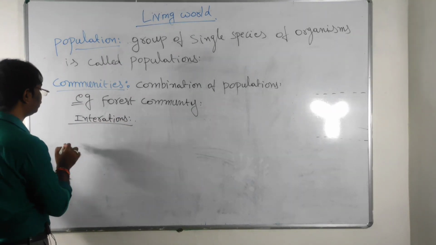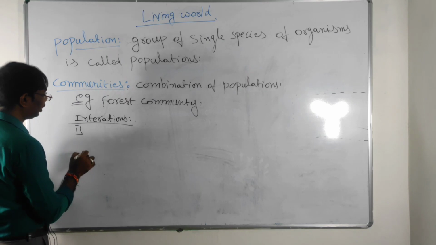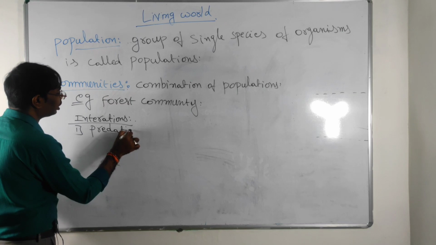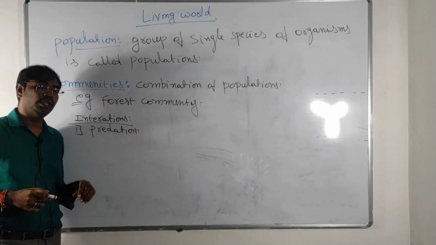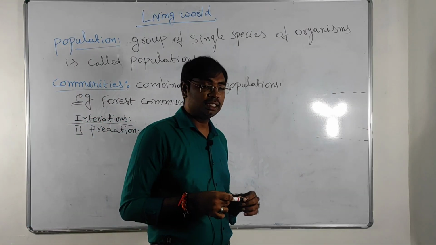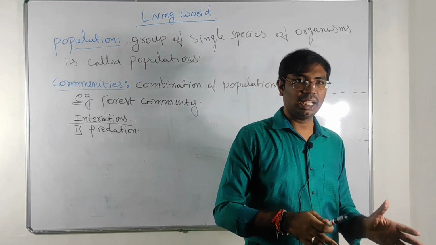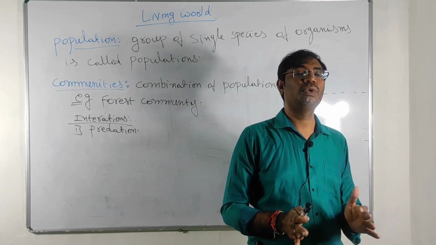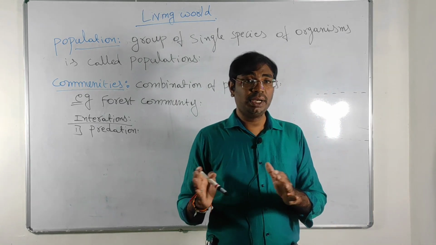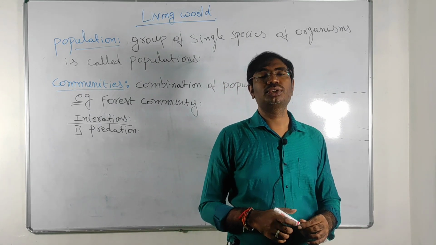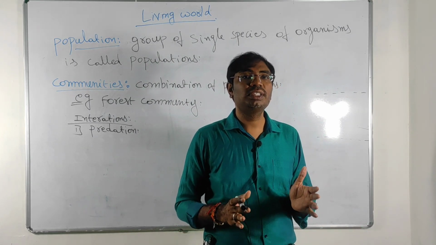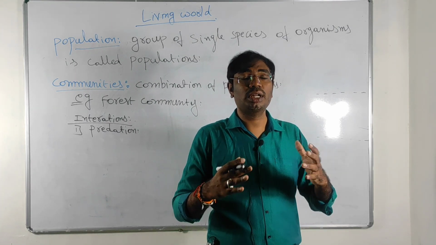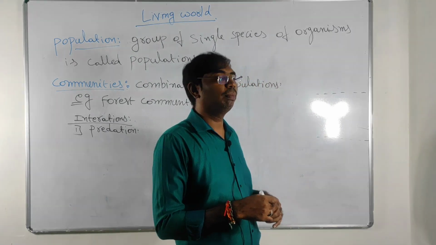So what kind of interactions are there? One type of interaction is called predation. Predation means one organism depends on another organism for its food source. Example: the rabbit depends on the grass. So the rabbit is a predator and the grass is prey. Prey means food, like a tiger is a predator of deer. The organism that is a food source for another organism is called prey, and the organism that depends on the other organism is called the predator.